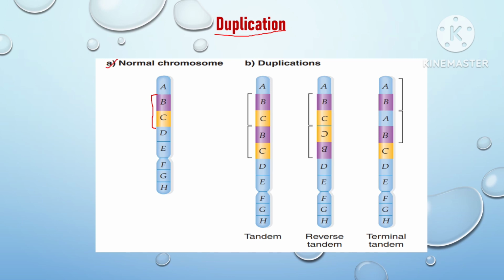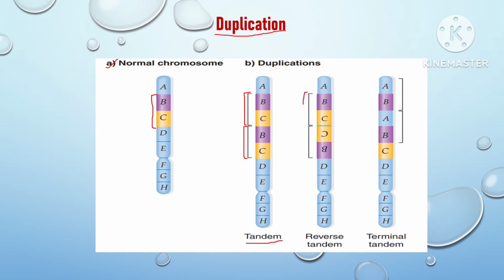So here we can see the normal chromosome. Here the B and C segment is duplicated: one time B and C, and one more time B and C. So the B and C segment of this chromosome is duplicated. This is what we normally call the normal tandem.